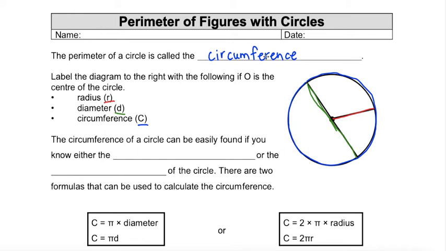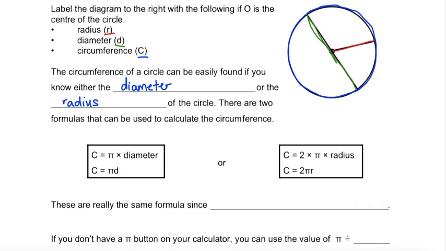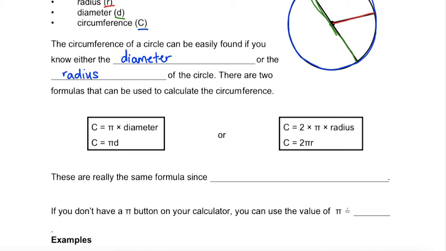So the circumference of a circle can be easily found if you know either the diameter or the radius. So you need to know at least one of those. So either the entire width of the circle or half of the width of the circle. And there are two formulas that we can use. So either C equals pi d or C equals 2 pi r. So they're really the same formula since the radius is half of the diameter.